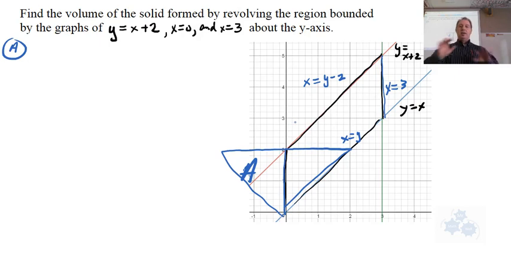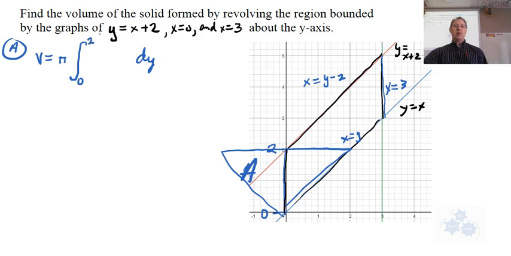So for A, the volume of revolution is going to be this. The volume is pi times the integral. Now we're going to go, again, on the y-axis. You have to look at up, right? Because we want this dy, because we're going to revolve it around the y-axis. So it's going to go from 0 to 2. So from 0 to 2.